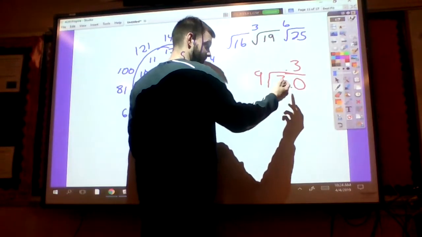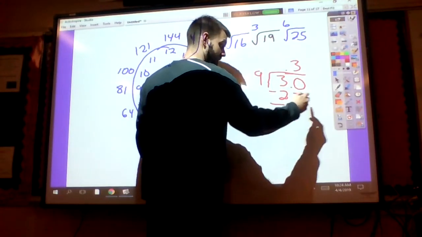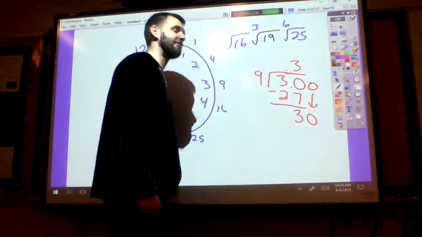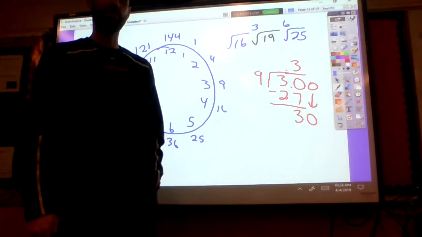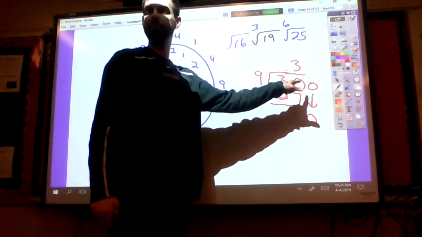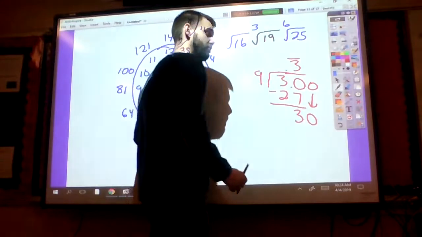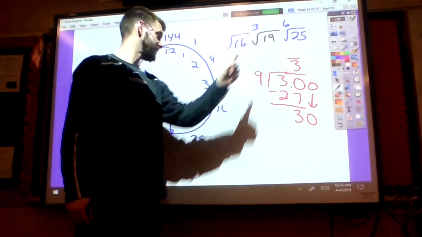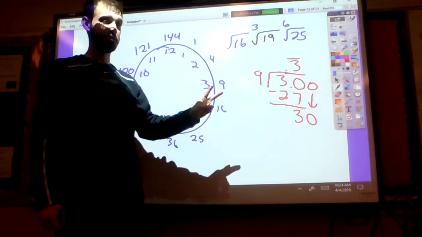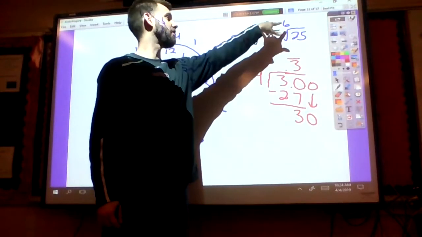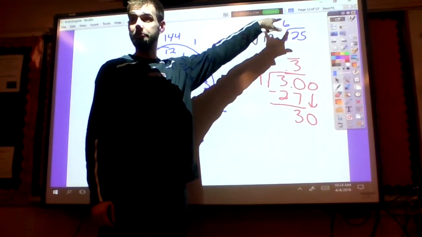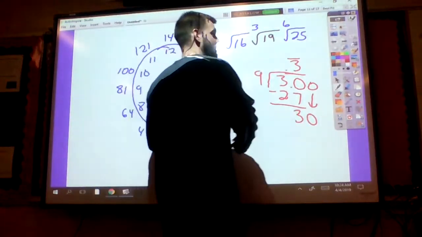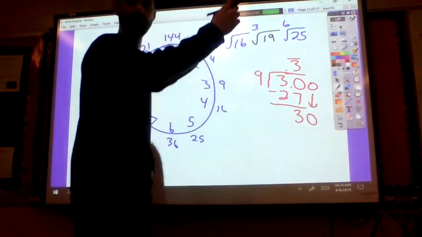9 times 3 is 27. Minus equals 3. Okay, what are we going to have here? Repeating. We're going to have a repeating decimal because we have 30 and we started with 30. So we can go ahead and do that. That was step 3. Step 1 was to see what it was in between. Step 2 was to put it in order and see how far it was from each perfect square. Step 3 was our long division to get our decimal. And step 4 is we have to have the whole number out in front of the decimal.